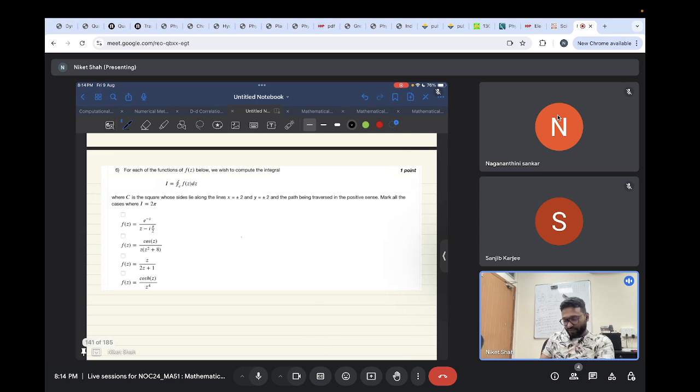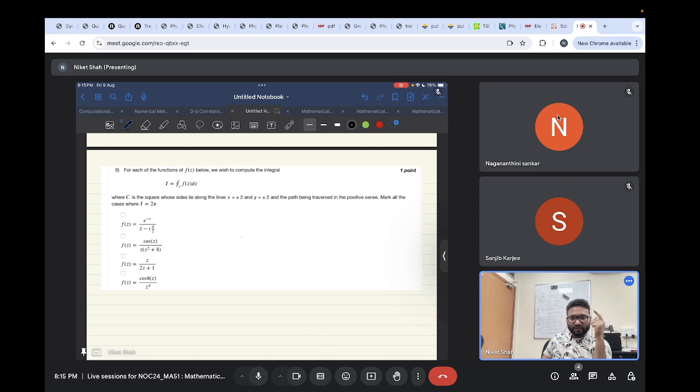For each of the functions f of z below, we wish to compute the integral I is equal to, again, contour integral f of z dz, where c is the square whose sides lie along the lines x equals plus minus 2 and y equals plus minus 2. And the path is being traversed in the positive sense. So again, anti-clockwise direction. Mark all the cases where I is equal to 2 pi.